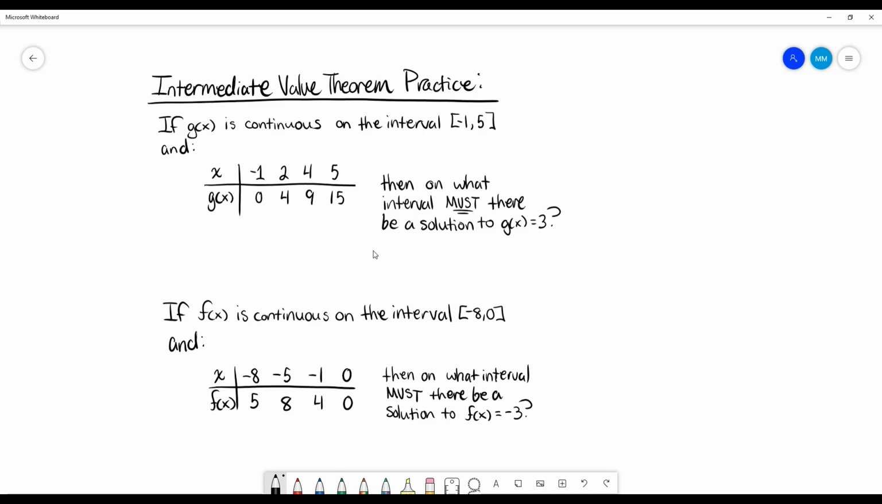And you could say on this entire interval, but we're going to get a little bit more specific because obviously we can't guarantee that there's a y value of 3 in this interval because from 4 to 9 doesn't have to cross paths with 3. It might, but it doesn't have to, right? Because if it was like a squiggly line, it might, but we can't guarantee it. So it's really only guaranteed on this interval. So our answer would be from -1 to 2. That's our answer for this one.